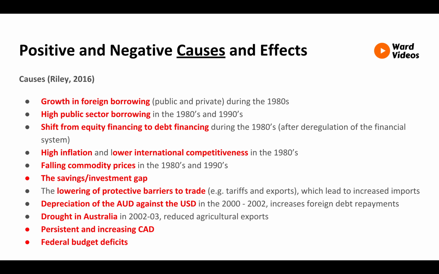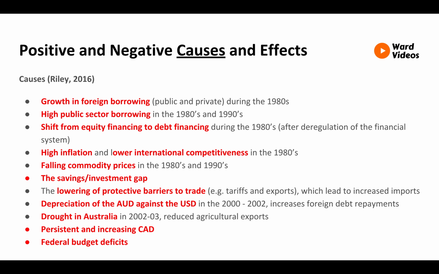So, the positive and negative causes and effects. Some of the causes, according to Riley, of increasing external instability are growth in foreign borrowing, specifically public and private, during the 1980s, high public sector borrowing in the 1980s and 1990s. There was a shift from equity finance to debt financing during the 1980s. This was after the deregulation of the financial system. Higher inflation and lower international competitiveness in the 1980s. Falling commodity prices in the 1980s and 1990s. The saving and investment gap getting bigger.